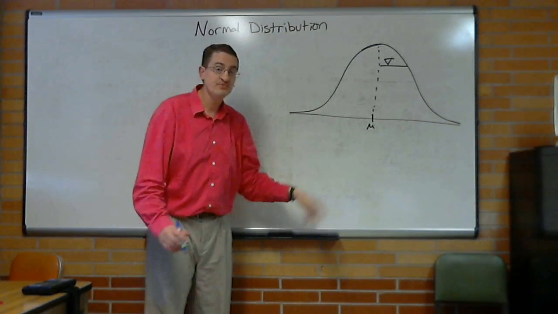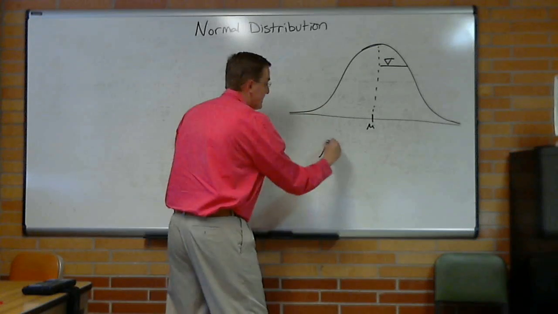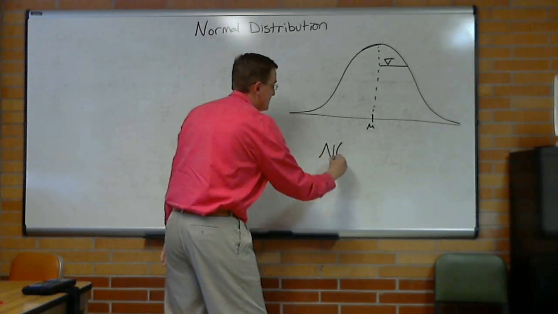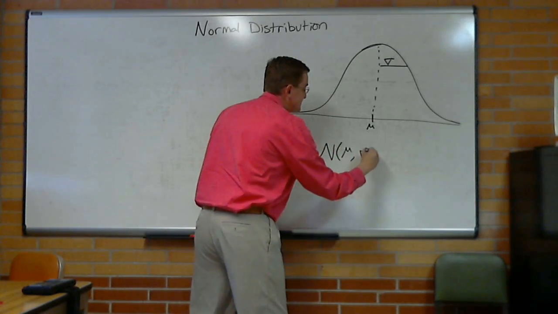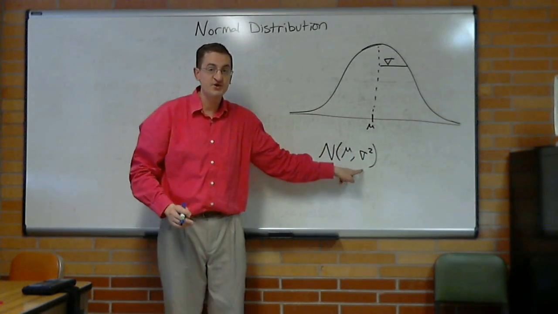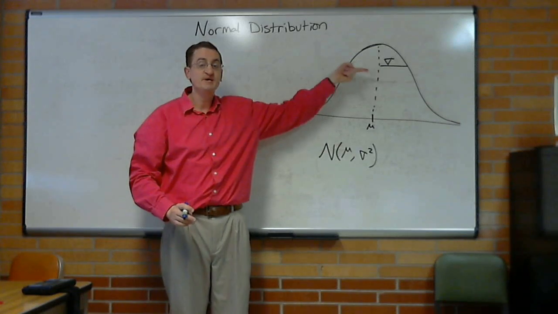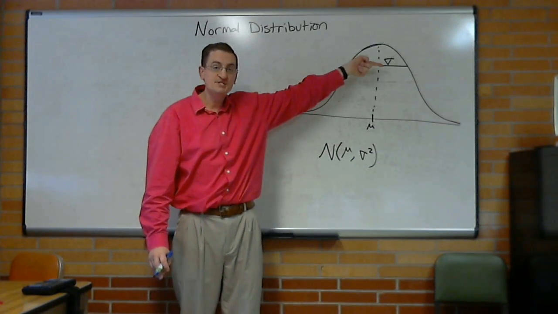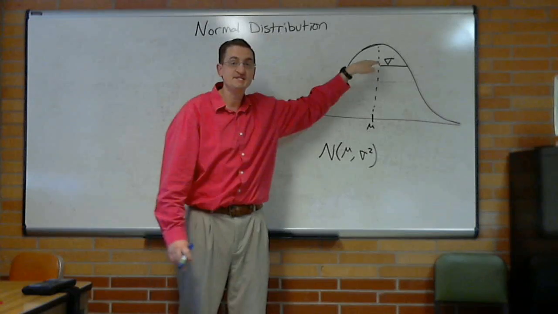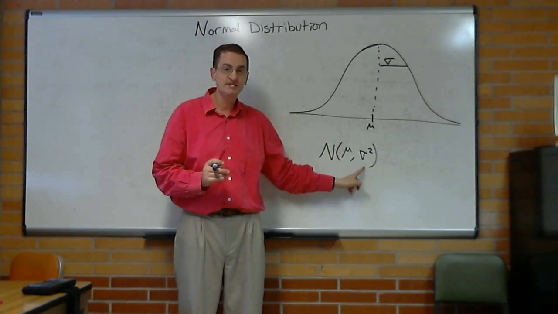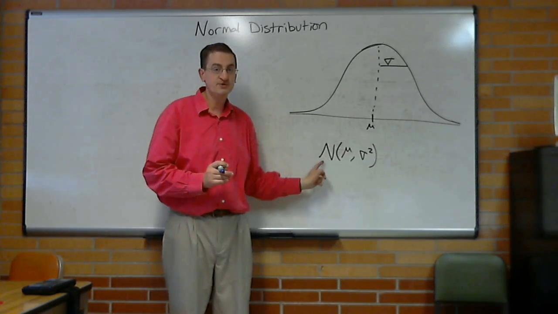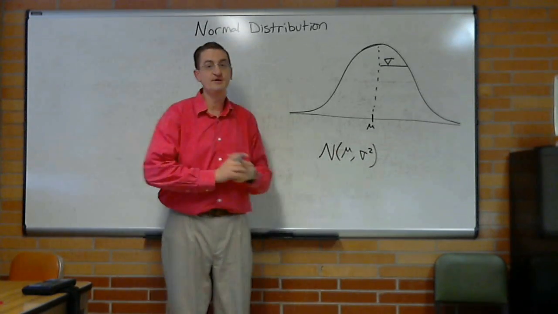Now, the notation that we use is capital N for normal, and then you put the mu, comma, and sigma squared. Sigma squared is the variance. On the picture, it's sigma. The picture likes to use sigma because you can see that distance there. Sigma squared doesn't show up on the picture well at all, but mathematically, sigma squared is going to show up a lot. So the notation uses sigma squared here.